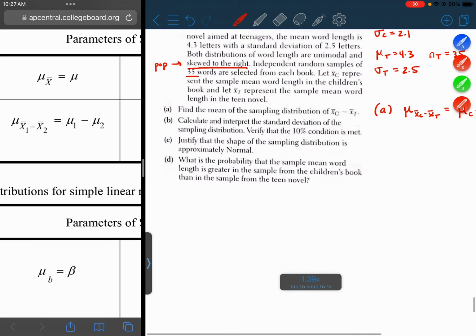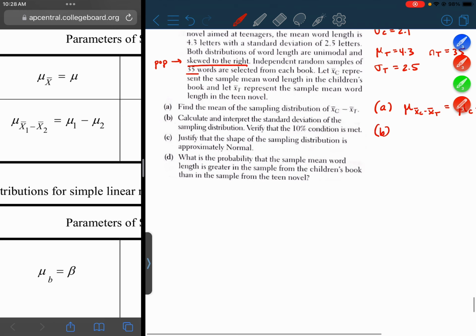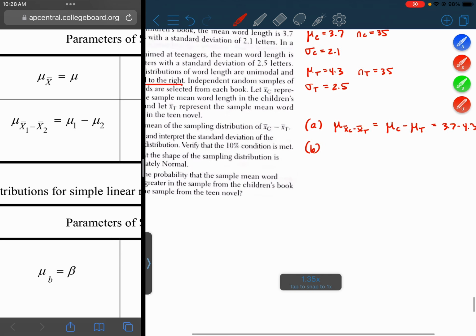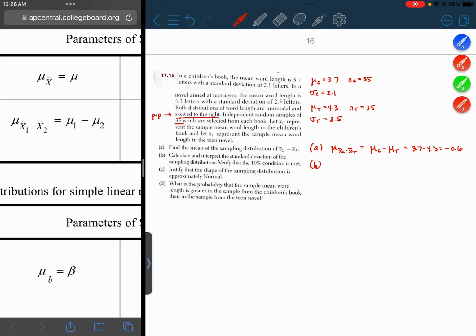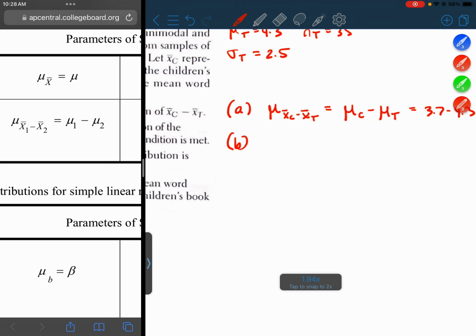All right, part B. Calculate and interpret the standard deviation of the sampling distribution. Verify that the 10% condition is met. Okay. So 10% condition, it would be confirming that the sample size is less than or equal to 10% of the population. So 35 words is likely less than 10% of all words in the children's book, and same could be said for the teen book.